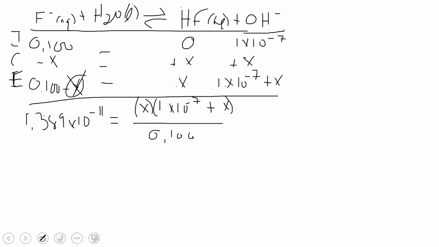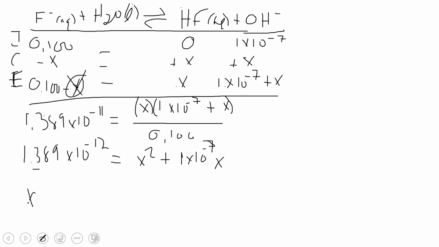Okay, and so here you've got 1.389, again, that's where our significant figure is, with 2, times 10 to the minus 12 is equal to X squared plus 1 times 10 to the minus 7 X, right? And so you can get the quadratic equation from this. So you get 0 equals X squared plus 1 times 10 to the minus 7 X minus 1.389 times 10 to the minus 12, okay?